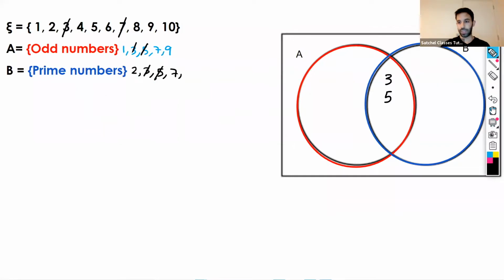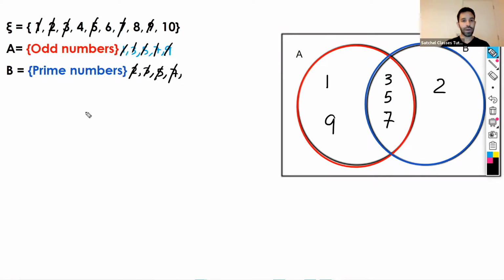Oh, sorry, I've done 7 there. And then 7 is also going to be allocated in the intersection because that's common in both sets as well. So I'm going to cross out 7. And then for the odd numbers in set A, I'm left with 1 and 9. And I'm going to cross out 1 and 9 here. And then for the prime numbers in set B, well, that's just going to be 2. So I'm going to cross out 2.